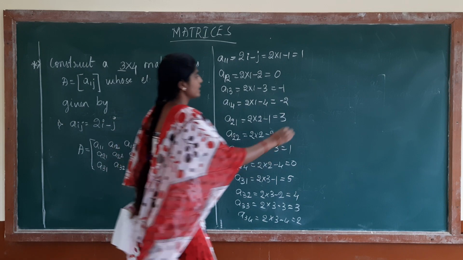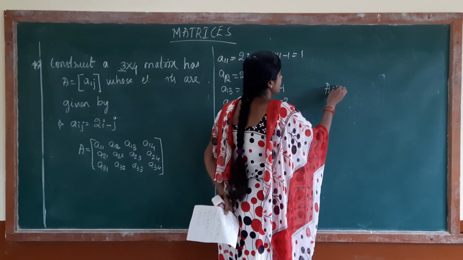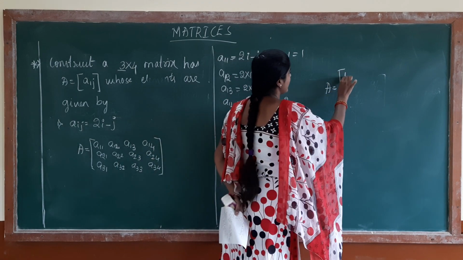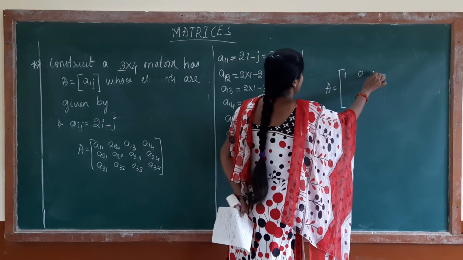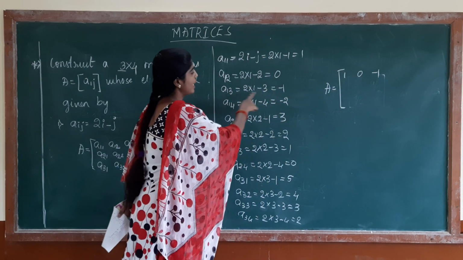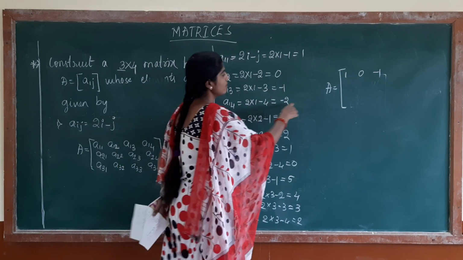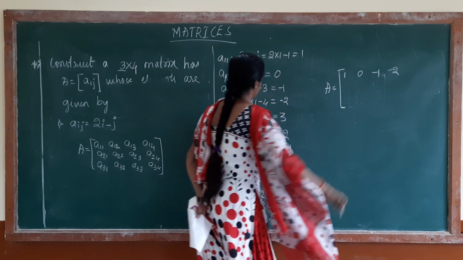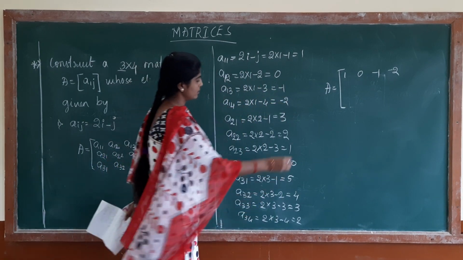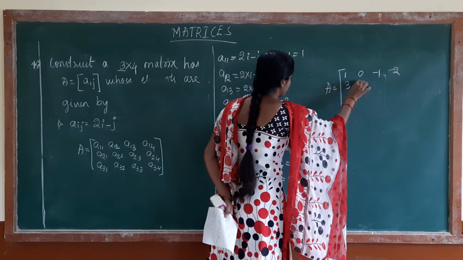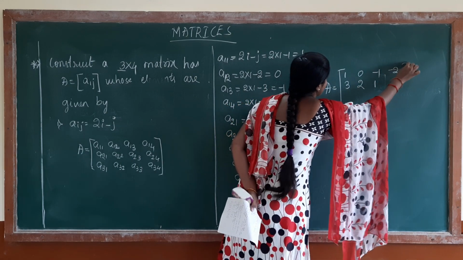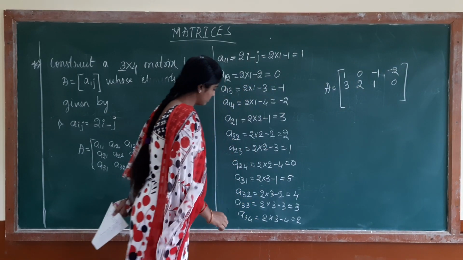We have to represent it in the matrix form. That is A equal to A11 is 1, A12 is 0, A13 is minus 1, A14 is minus 2. Similarly A21 is 3, A22 is 2, A23 is 1, A24 is 0.